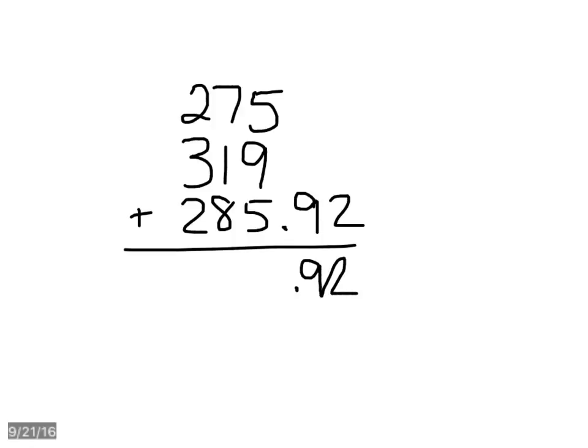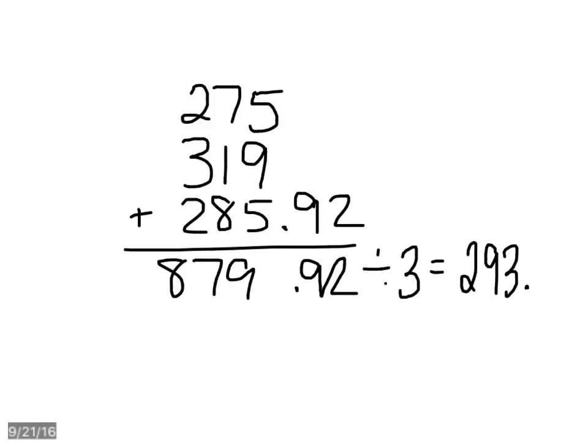Say it again, Anna. 879 and 92 cents. And how many months are we dealing this for? 3. So what's 879 and 92 cents divided by 3? And 31 cents.